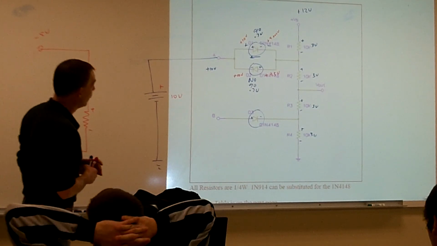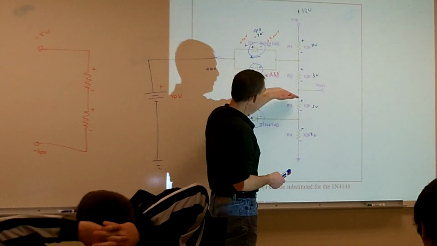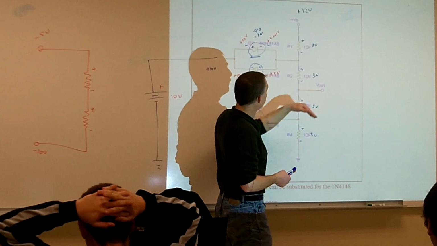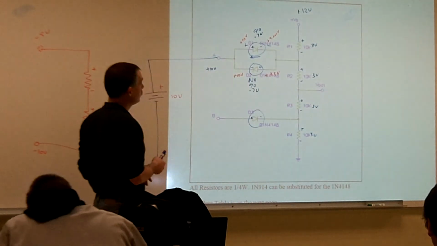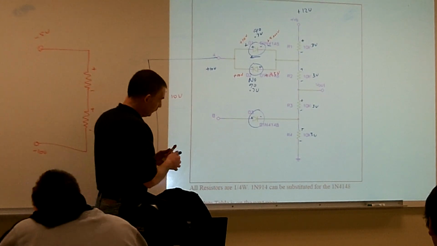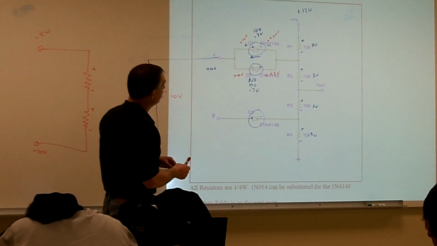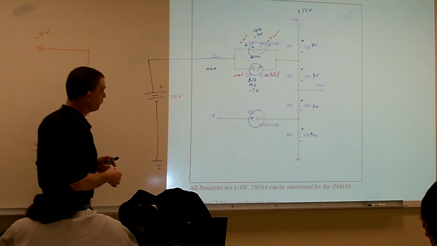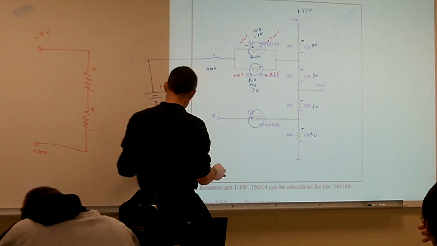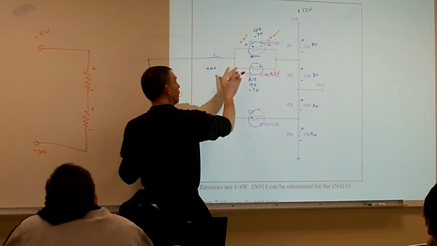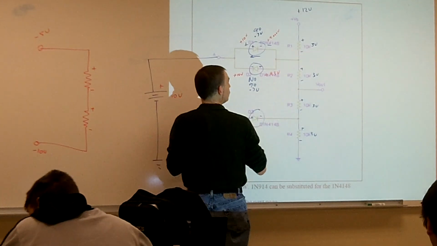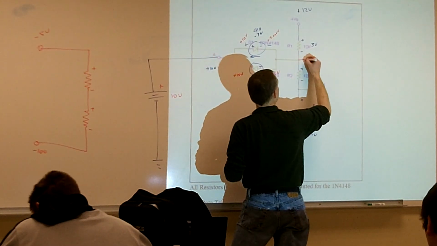Alright, so let's move on. What we need to do now is figure out what Vout is. Here's my approach to it. What I would do is start out. I know that this diode is going to affect that voltage, and so I'm going to look and see what this voltage is, even though I'm not asking for it.